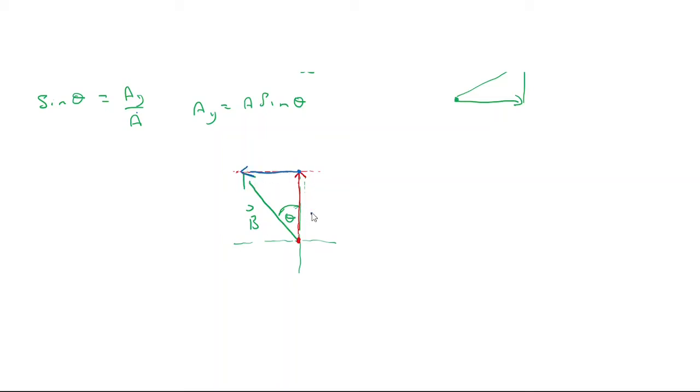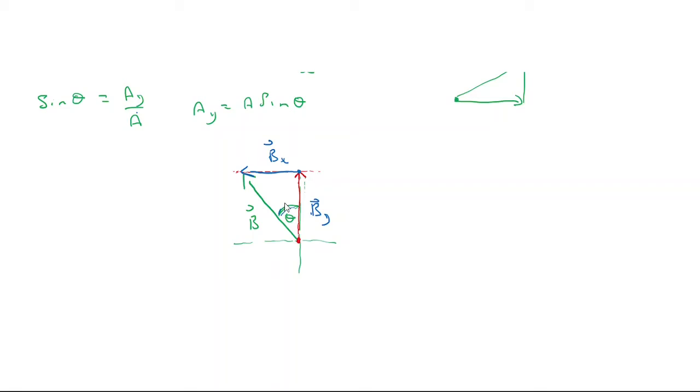Now if you look at this, this is By, the component of b in the y direction, and then this is Bx, which is the component of b in the x direction. Remember, anything going left or right is still in the x direction. Now the question is, how will I find Bx and By? It's different from the one that we did before. This one, you must always look at where the angle is.